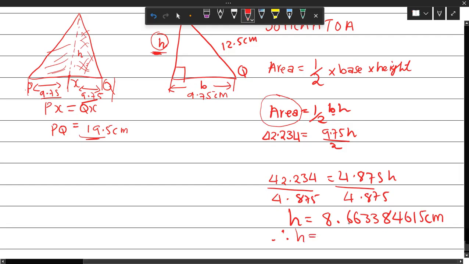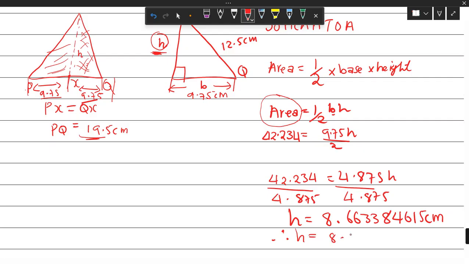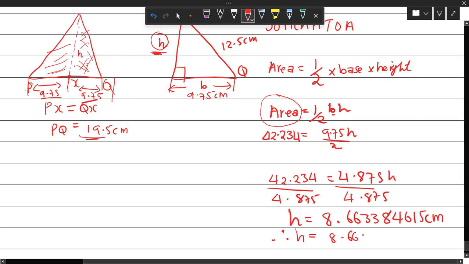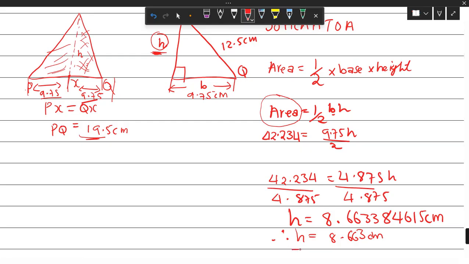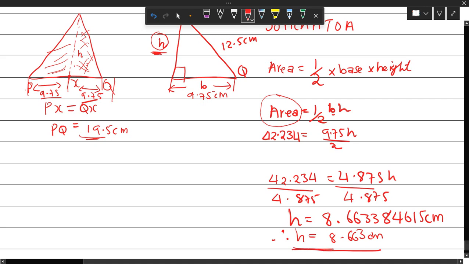h equals to, so 1, 2, 3. This is less than 4, so it will be 8.663 centimeters. So hope you guys have understood. This is the easiest way you can find the shortest distance.